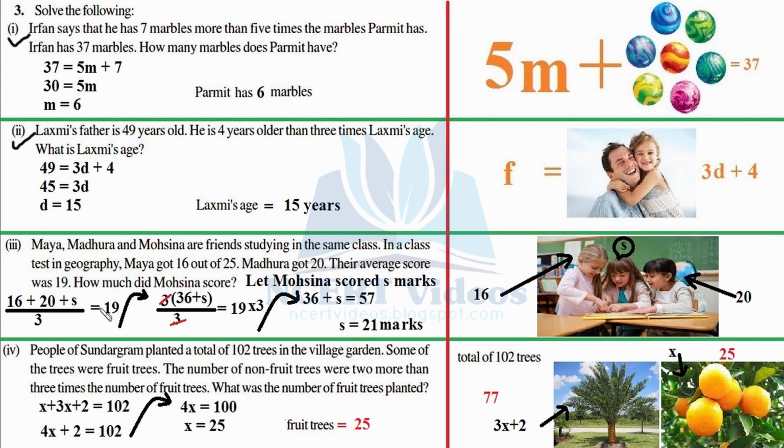We assumed it. Now you have learned that the average concept is the total sum of observations upon the number of observations. So 16 plus 20 plus S. How many observations are these? 3.